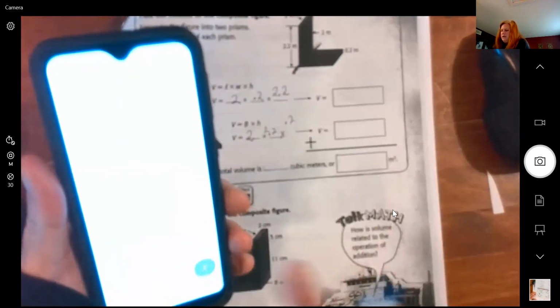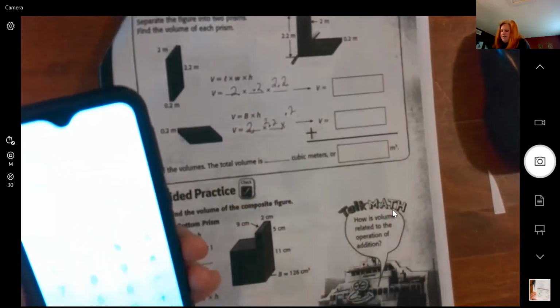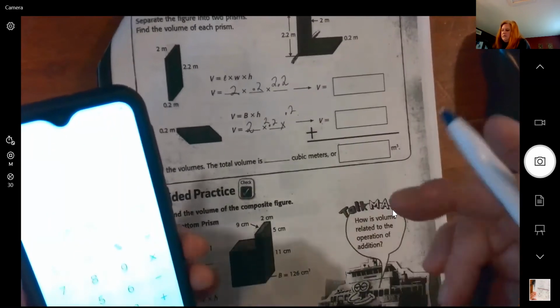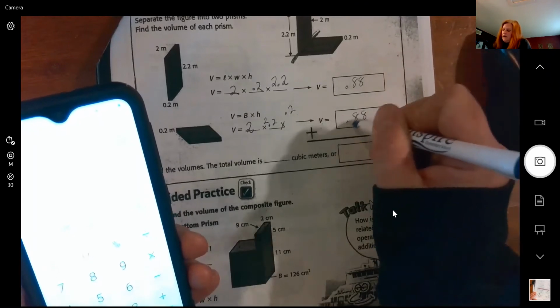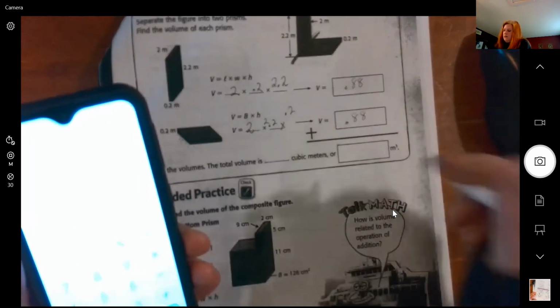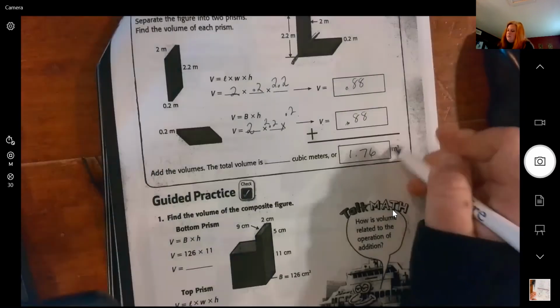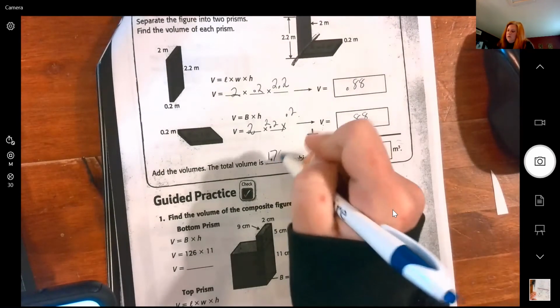So excited to be done with all of our hard math. I'm making mistakes. And it's 0.88 and 0.88, 1.76 meters cubed.